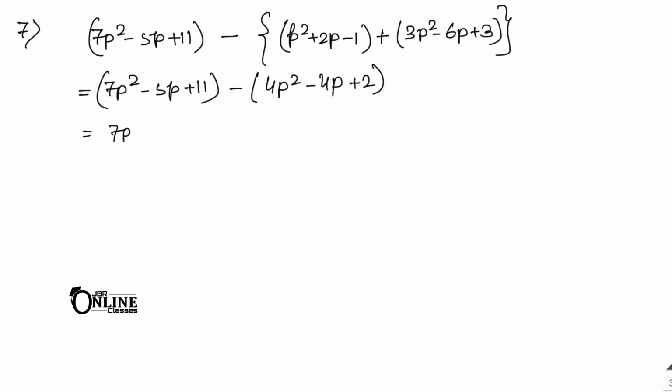Now open the bracket, so it will be minus 4p square plus 4p, and the last one minus 2. So 7p square minus 4p square, it will be 3p square. Then minus p only, because minus 5p plus 4p, and the last one 11 minus 2. Okay, so 11 minus 2, that means 9. So your final answer is 3p square minus p plus 9.